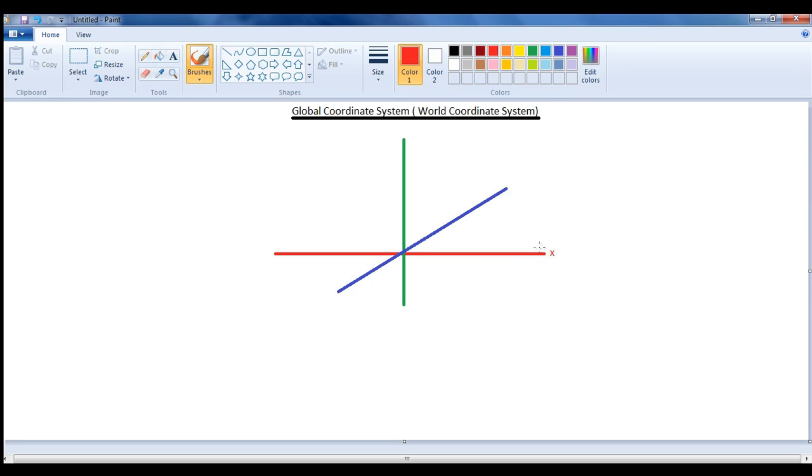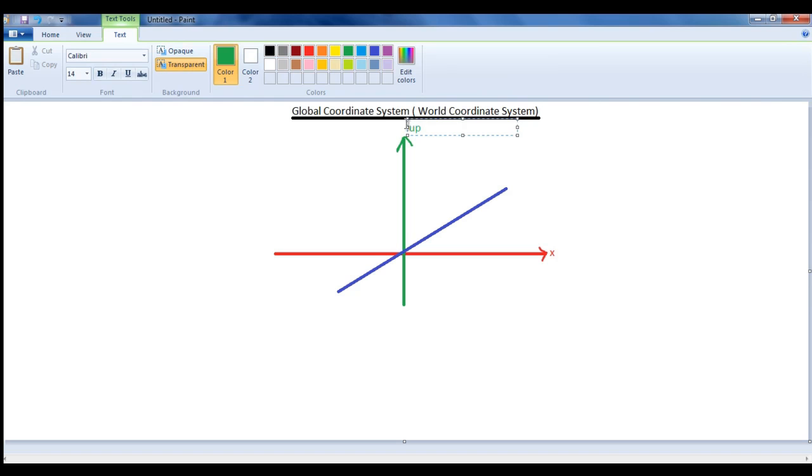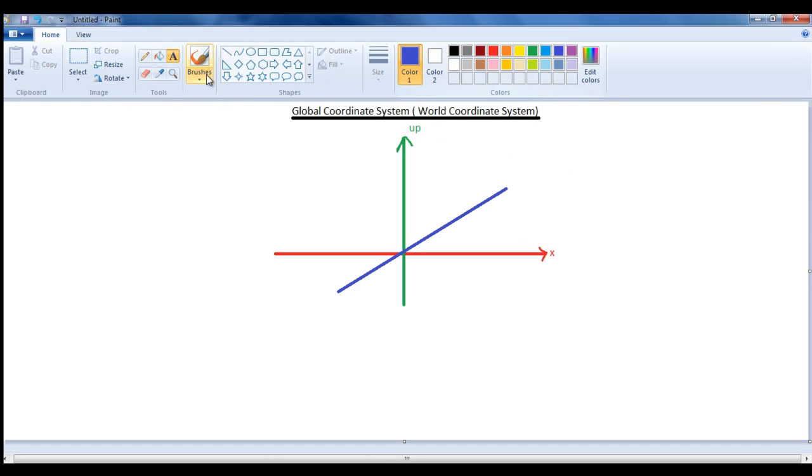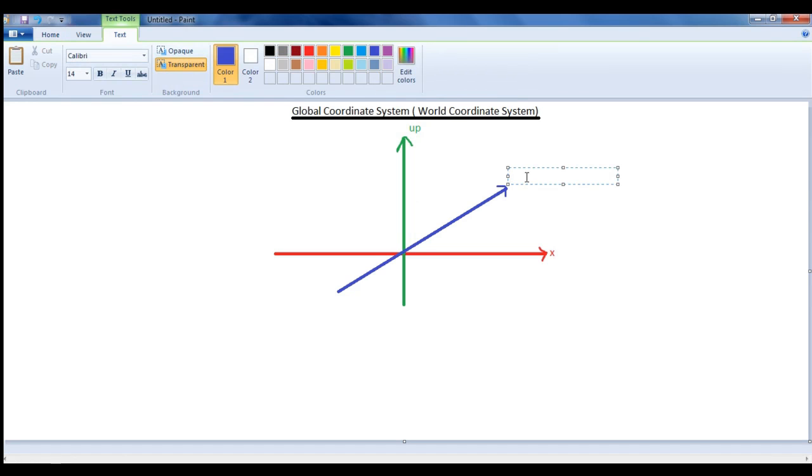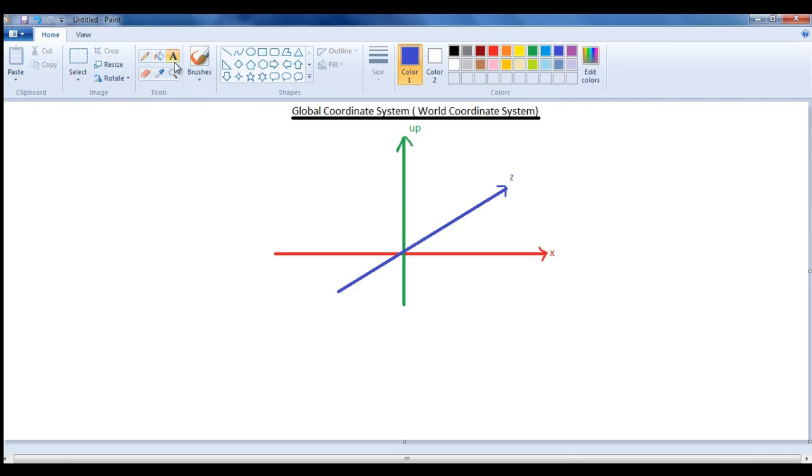Now this one is x towards right, and you have y upward. Understand this? It's very simple. And you have z inside the computer. So this one is z, and this one is the y-axis. Now Unity has this coordinate system where x is right, y is up, and z is inside the computer.